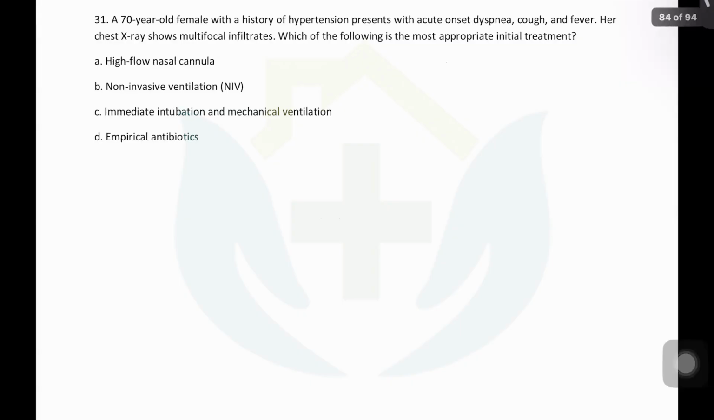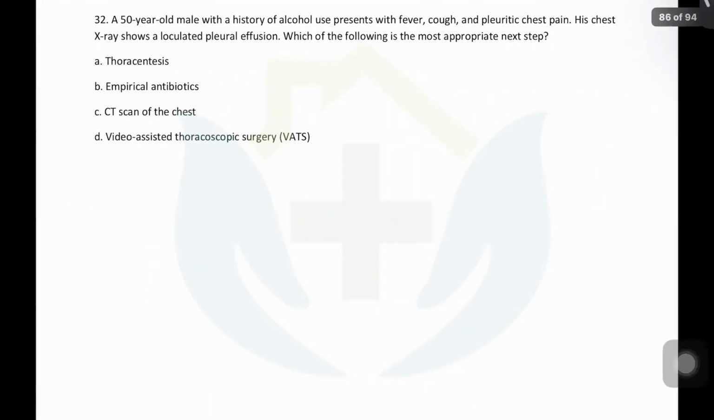A 70-year-old female with a history of hypertension presents with acute onset dyspnea, cough, and fever. X-ray shows multifocal infiltrates. What is the most appropriate initial treatment? Antibiotics. So you will treat them with antibiotics. Pneumonia, basically you want to treat for pneumonia.